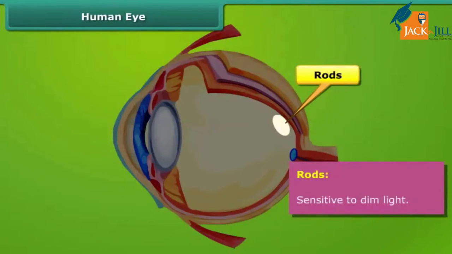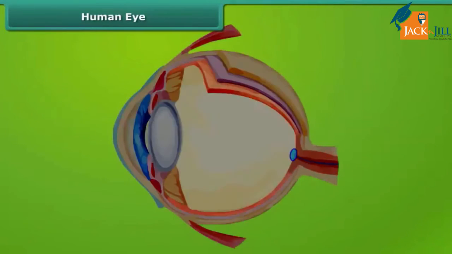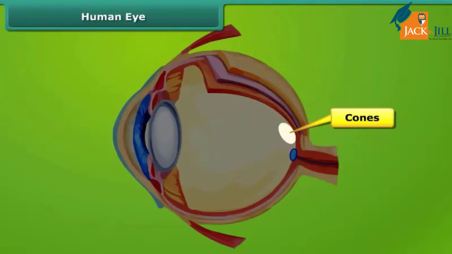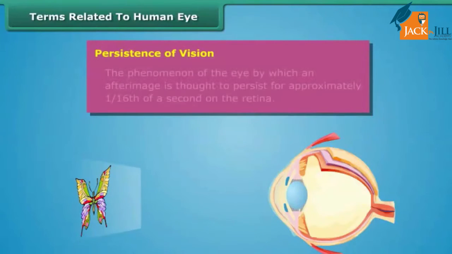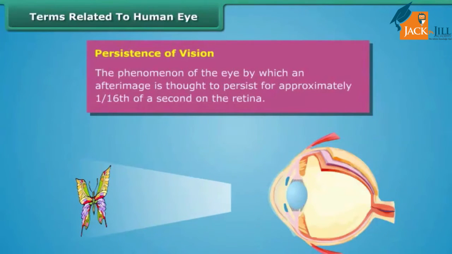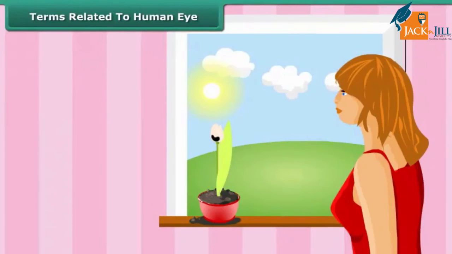Rods. Rods function mainly in dim light and provide black and white vision. Cones. Cones support daytime vision and the perception of color. Persistence of vision. The phenomenon of the eye, by which an afterimage is thought to persist for approximately 1/16th of a second on the retina.